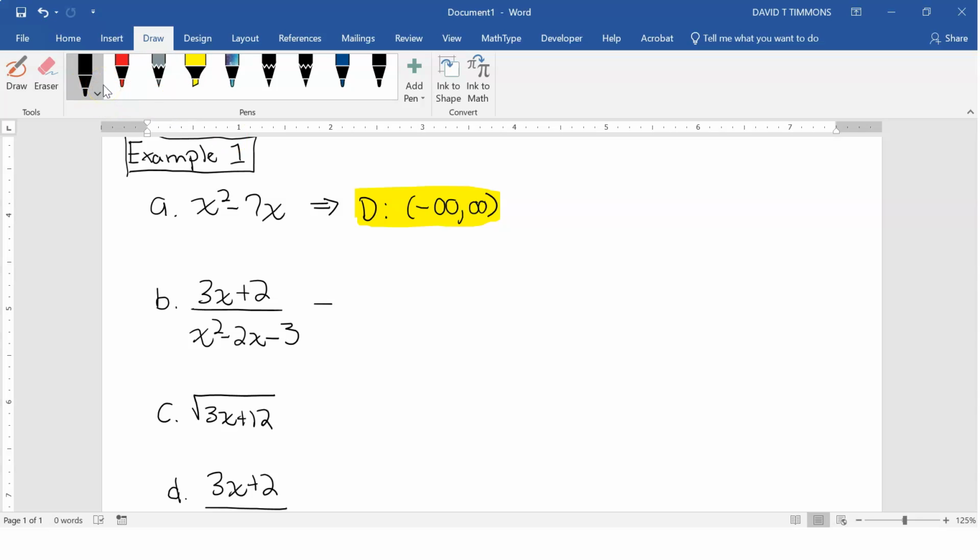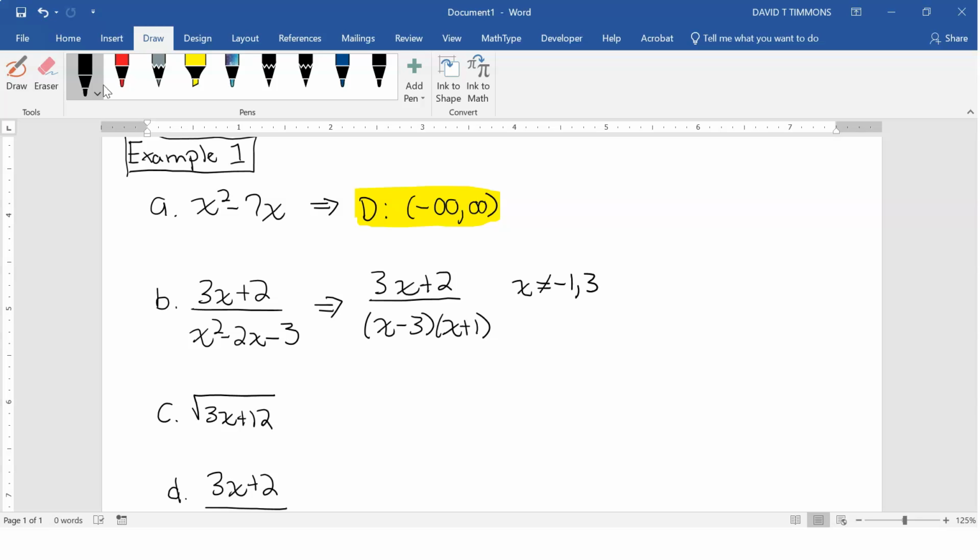Now in part B, notice we do have a denominator. So what you really want to do here is factor that denominator. And if you do that, you'll have x minus 3 times x plus 1. And now, what values would make these factors equal to 0, which would cause division by 0? Well, in this case, x cannot equal -1 or 3.